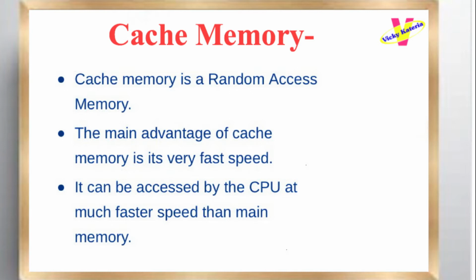Cache memory. Cache memory is a random access memory. The main advantage of cache memory is its very fast speed. It can be accessed by the CPU at much faster speed than main memory.